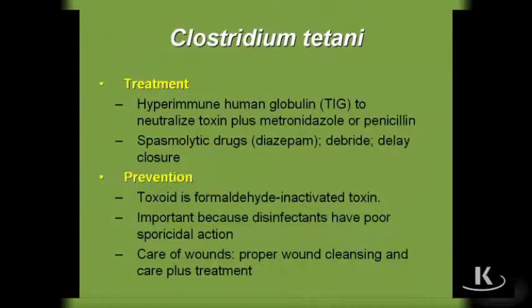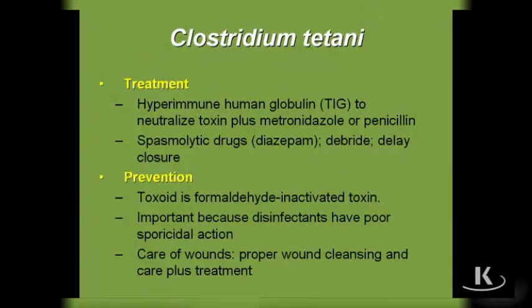Now treatment. We talked about treatment already, but just to go over it again, you're going to give antibiotics to kill the organism. And this is a case where we actually have immune globulin that we can give to neutralize the toxin, okay? Again, it can only neutralize free toxin. It can't neutralize toxin that's already bound. So that's going to have to go through its normal half-life. One of the other things you can do is give spasmolytic drugs to help control some of the spasms. And again, we're talking about anaerobes here, okay?